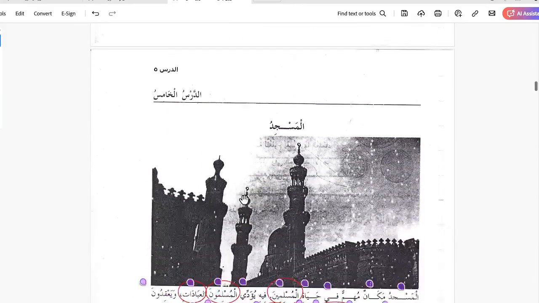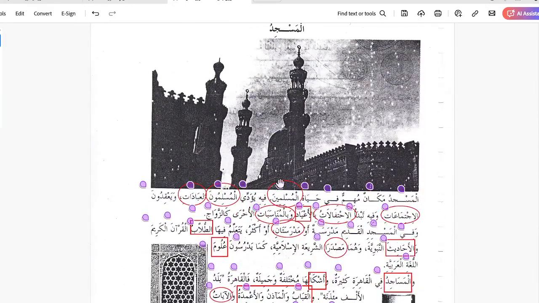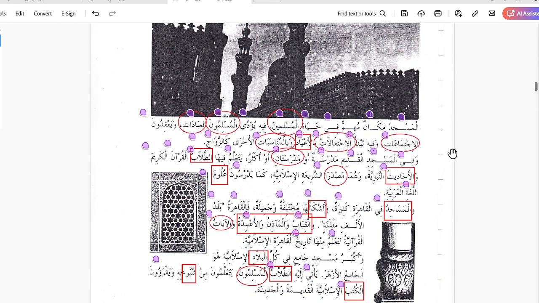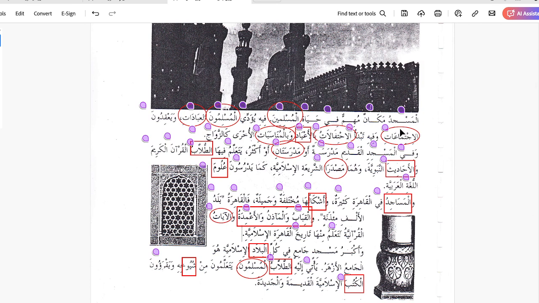So now we study this lesson. Where you have those circles, those are the Jama Muzakkar Salim or Jama Muannas Salim, and where you see those squares or rectangles, they are the broken plurals. So let's study those. Al Masjidu Makanun Muhimmun fi Hayatil Muslimina.